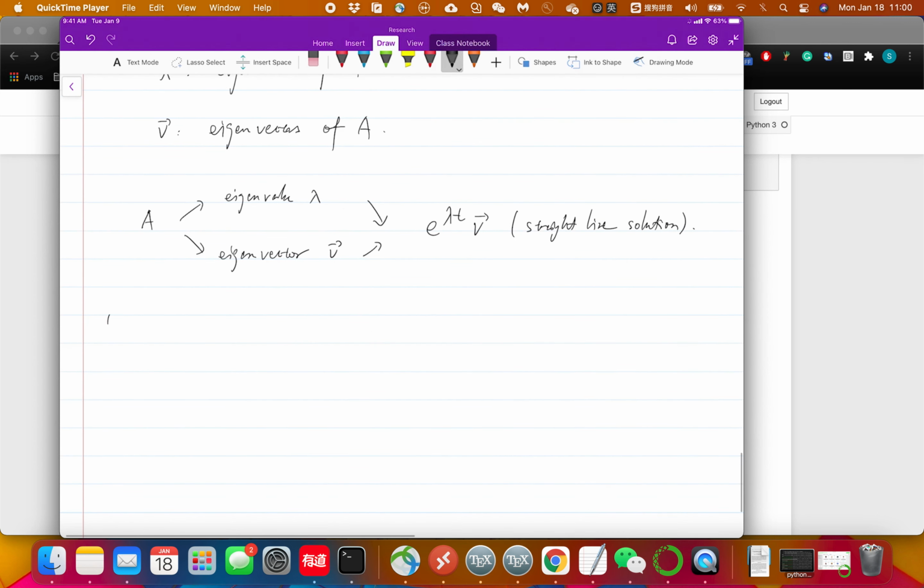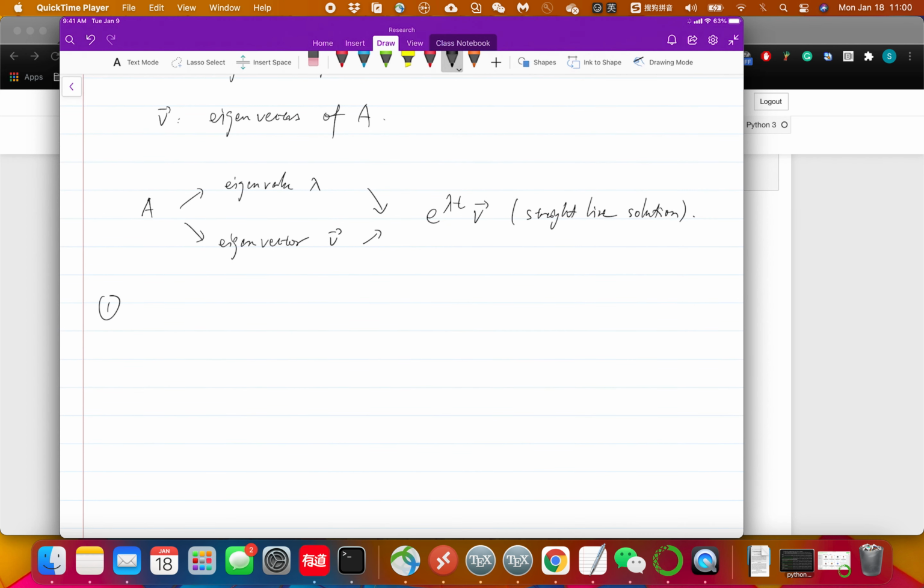Okay, some other interesting properties. Number 1, how many eigenvalues do you have? Usually, for 2 dimension, a 2 by 2, you should have 2 eigenvalues. So you do have 2 solutions.